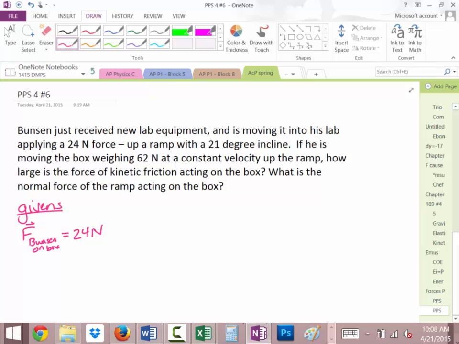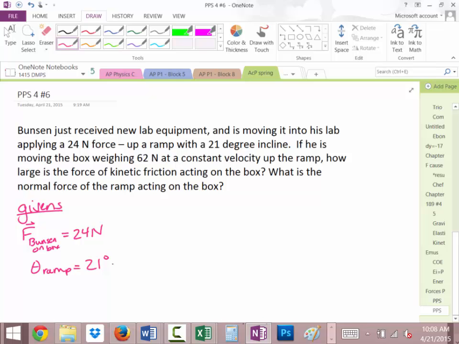Yeah. So maybe we should write the angle of the ramp, and the angle of the ramp is 21 degrees. Okay. Other givens. What else you got?